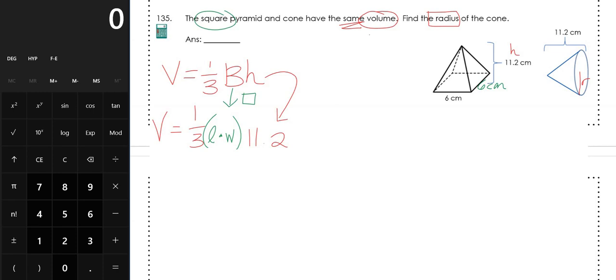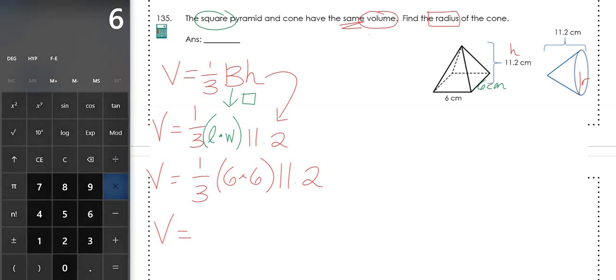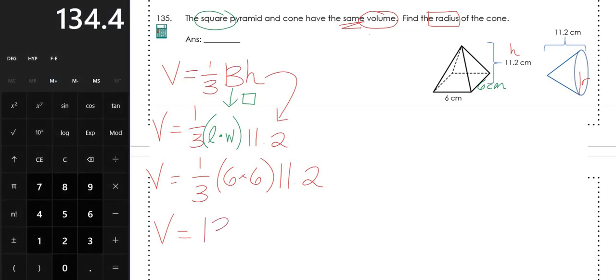Let's keep going. Volume equals 1/3. Now I have 6 times 6 as the length and width of my base. And my height is 11.2. Okay, I'm ready to figure out the volume. So let me go ahead and plug this into my calculator. I'm going to do 6 times 6. It's going to get me 36 times 11.2 equals, and now divide it by 3 equals. So my volume for the pyramid is 134.4 centimeters cubed.